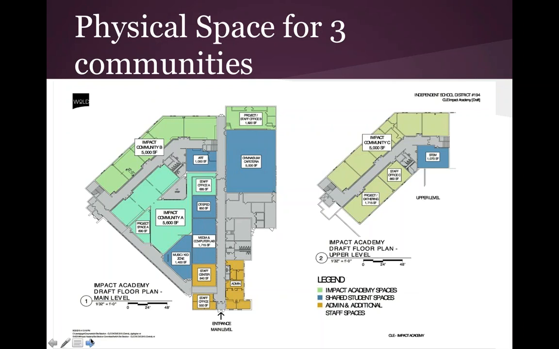And then you can see that on the lower level, we'll also have a second community, Community B, along that lower hallway. And then the 3rd community will be located upstairs with comparable space to what is in Community B upstairs, and that is Community C. We do welcome families to come and visit the building and take a tour so that you can see the space as well.